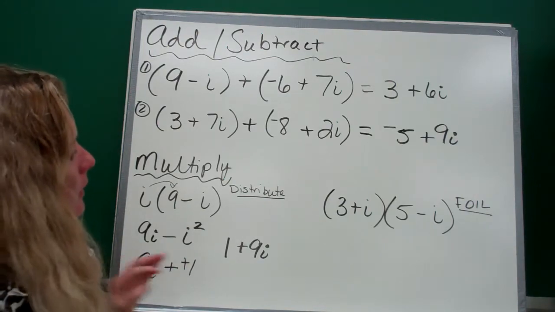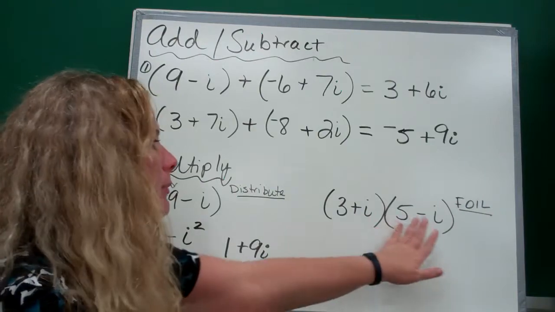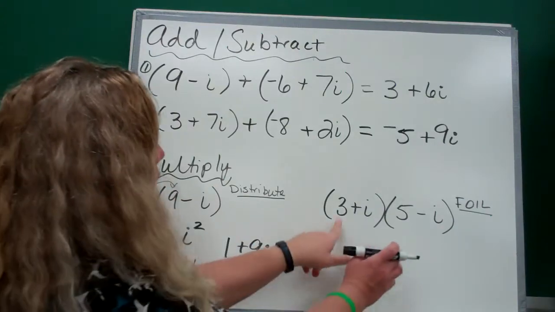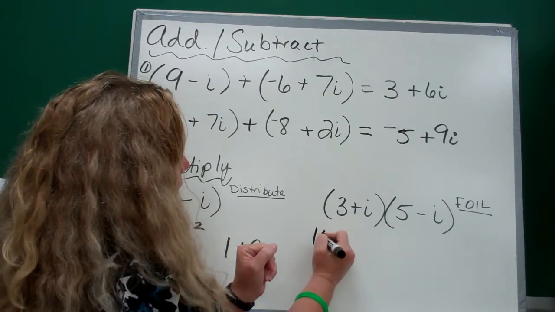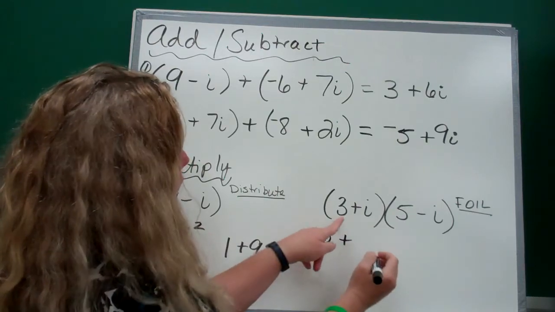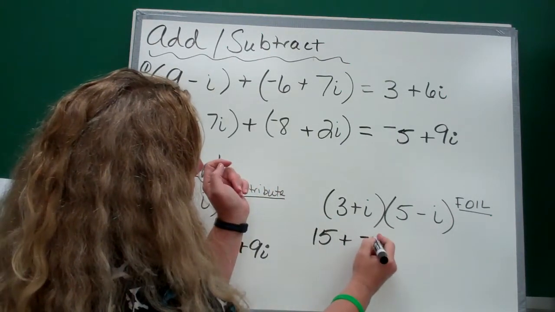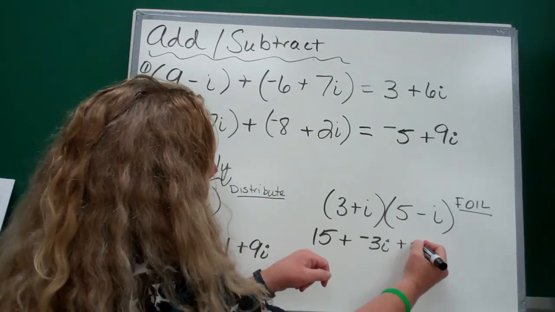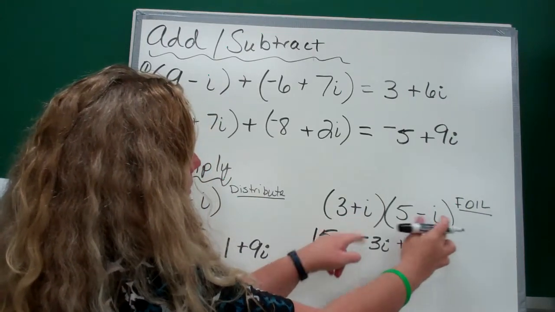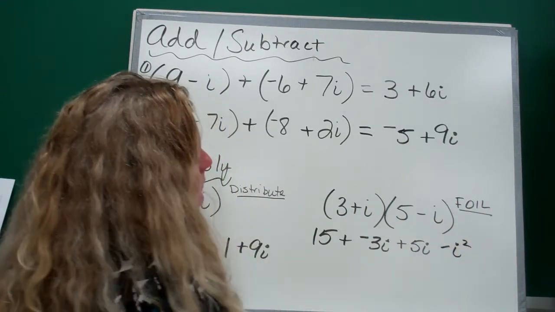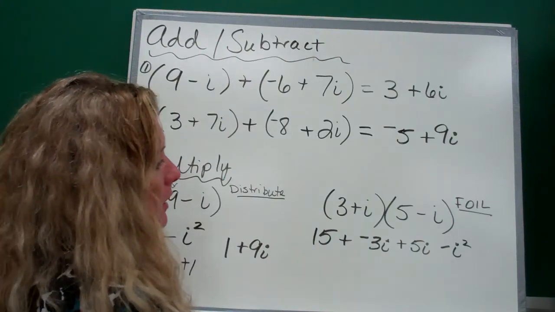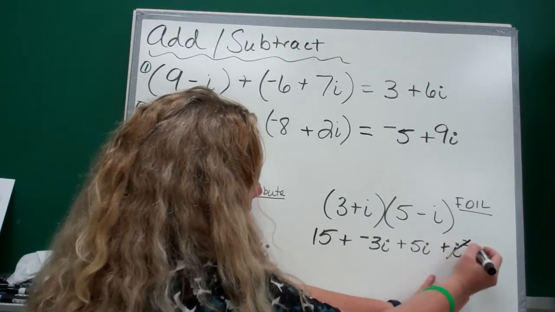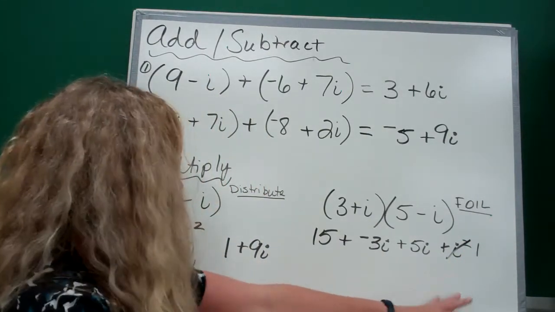The next one, these are binomials, so we multiply them like we multiply binomials. We use the FOIL method. So the first is 3 times 5, which is 15. Your outers are going to be 3 times negative i, so it's going to be negative 3i. Your inners, 5 times i, so plus 5i. And your last is going to be negative i squared. Well, if you want, negative i squared is always going to turn into plus 1. Okay, we can do that.